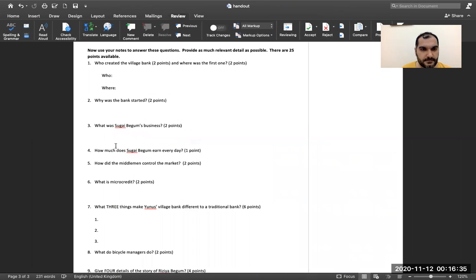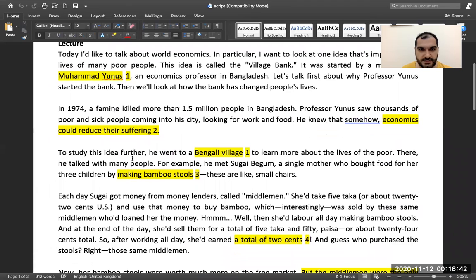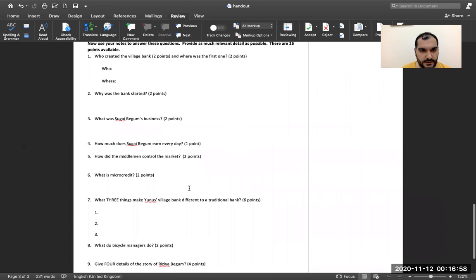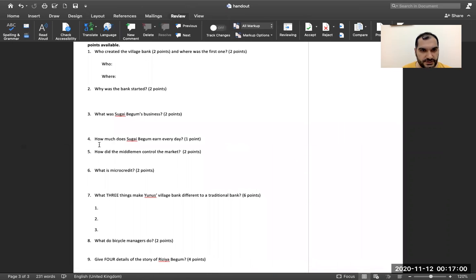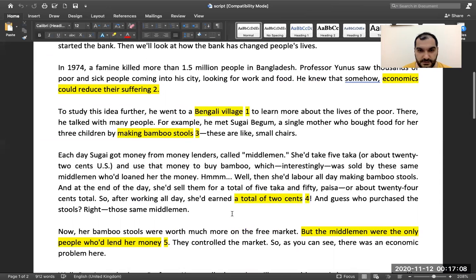And next question, what was Sugai Begum's business? Okay, her business was making bamboo stools. It's a kind of seat having legs but no backs, no place for your back, like small chairs. And next question, how much does Sugai Begum earn every day? Okay, she earned per day a total of 2 cents.